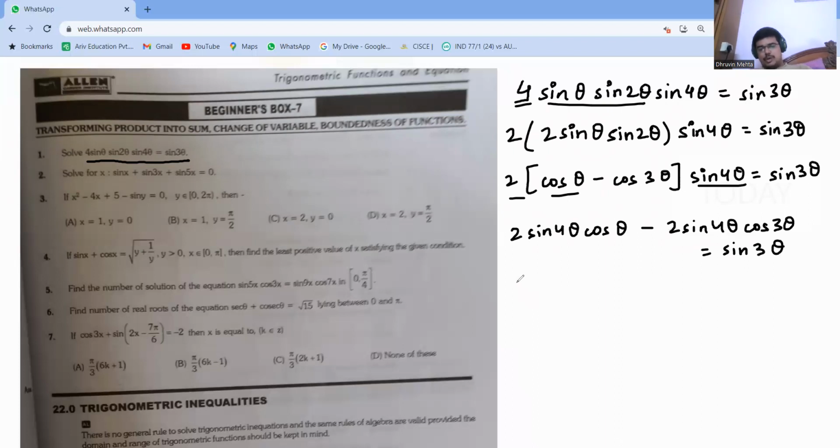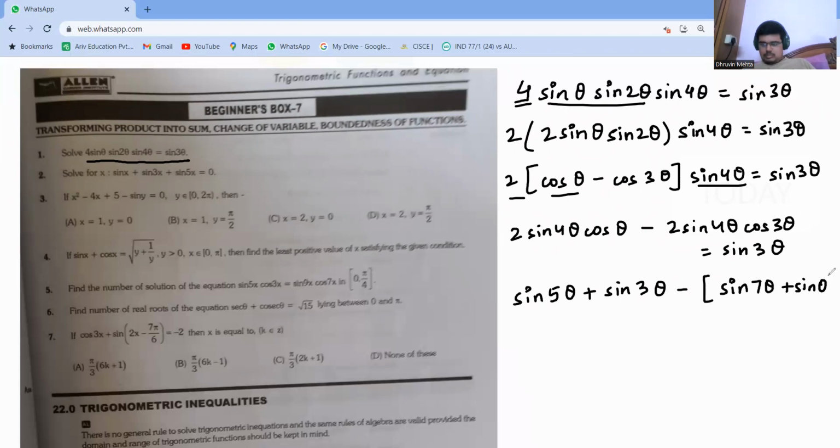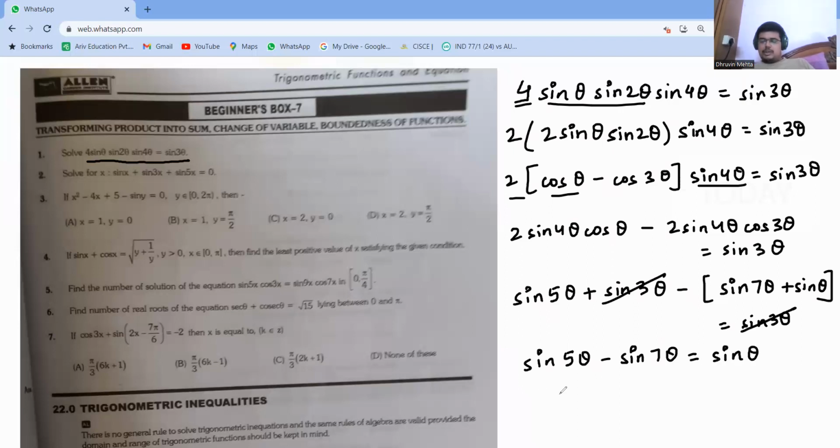Yes, Trisha, Muskan, Arush, what are you getting? Sine 5 theta plus sine 3 theta, then minus sine 7 theta plus sine theta. Sine 3 theta is getting cut, so we will get sine 5 theta minus sine 7 theta minus sine theta. I transfer that to the other side, so that will become plus sine theta. Check this, Trisha. Are you getting this? And now we can again use the formula.